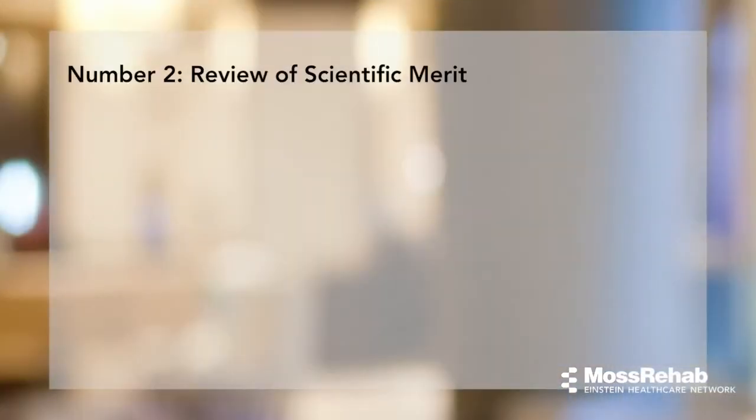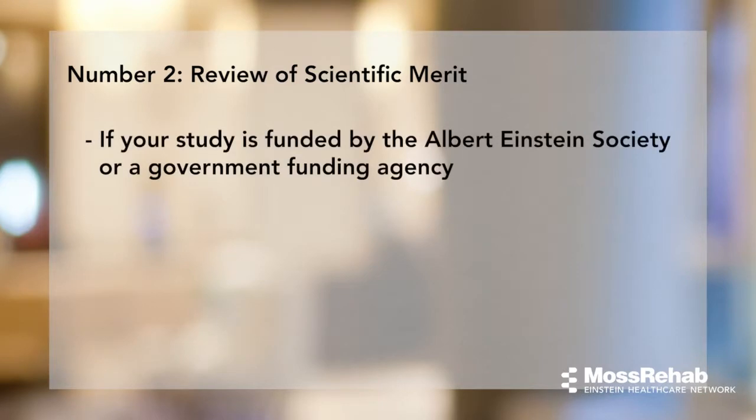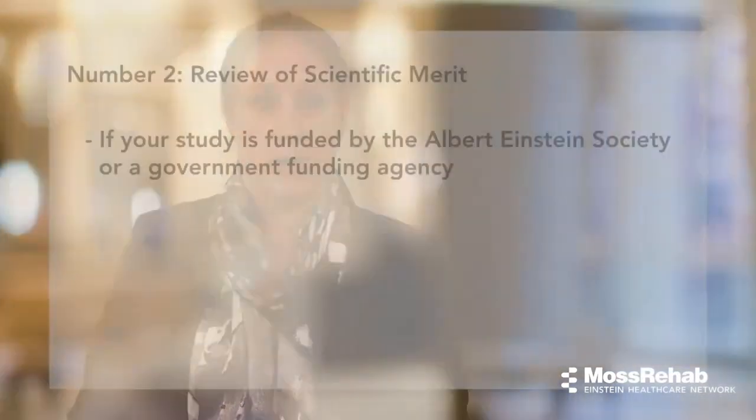Number 2, the review of scientific merit. All proposed research at MRRI Rehab must undergo a review of scientific merit. This can include the following kinds of review. If your study is funded by the Albert Einstein Society or a government funding agency such as the National Institutes of Health, which conducts its own peer review, this suffices for review of scientific merit.